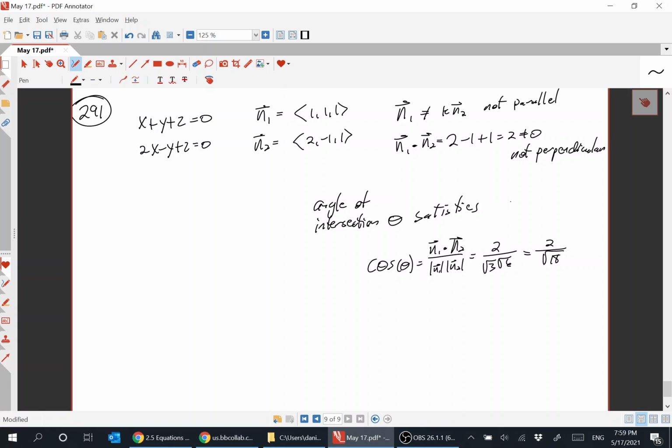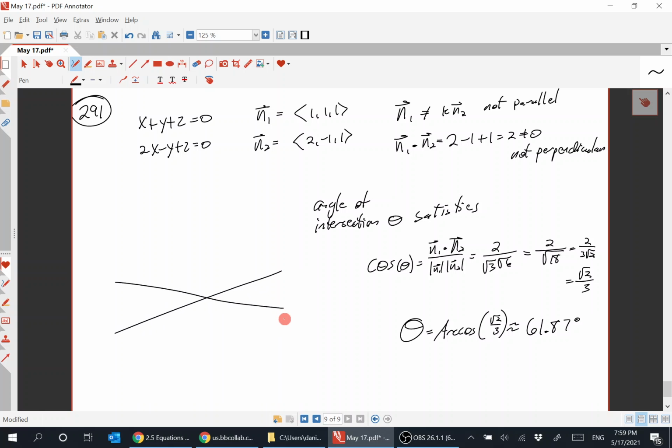Which is 3 root 2, that doesn't mean anything. So root 2 over 3, and that still doesn't mean anything. So theta is arc cosine of root 2 over 3, which I did already, is 61.87 degrees. All right, so the picture in your mind is like that, right?